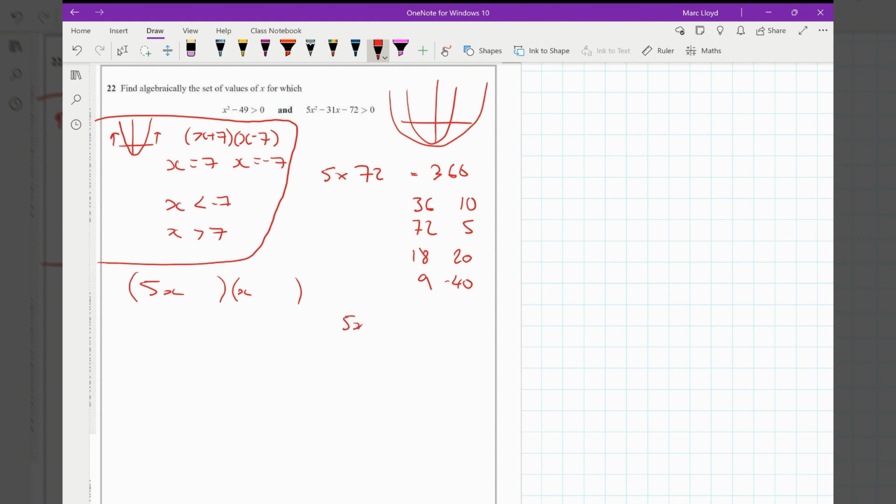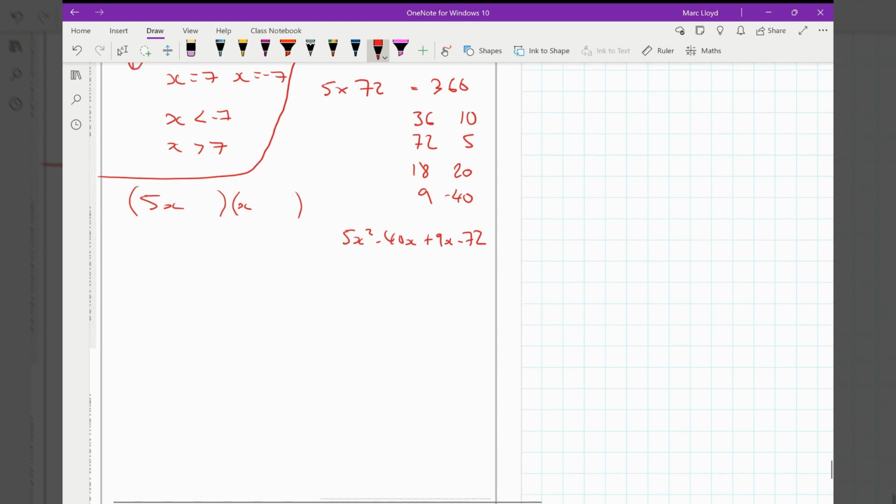9 and 40 will, because we can have a negative 40 and a positive 9. So 5x squared take away 40x plus 9x take away 72. That gives me something nice to factorize. So we take out the 5x here, x minus 8. I know this is also going to be x minus 8, and then there's a plus 9 out there. So 9 and minus 8. I'm so much happier doing it that way.